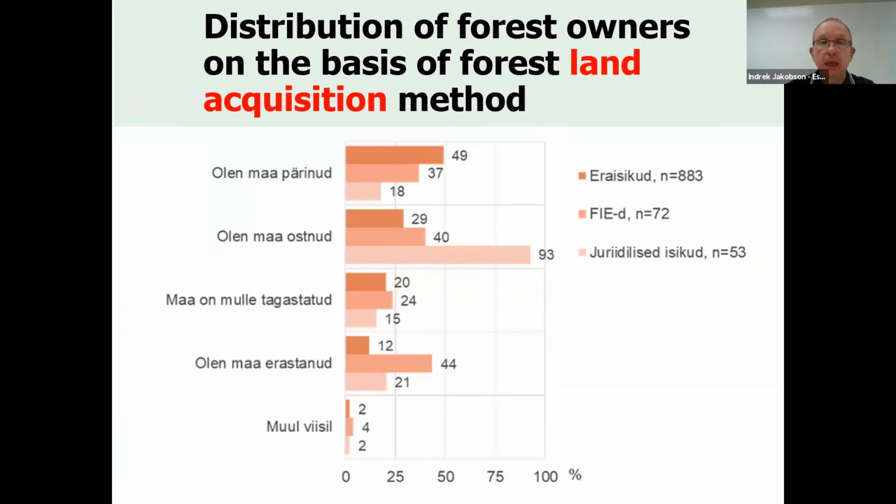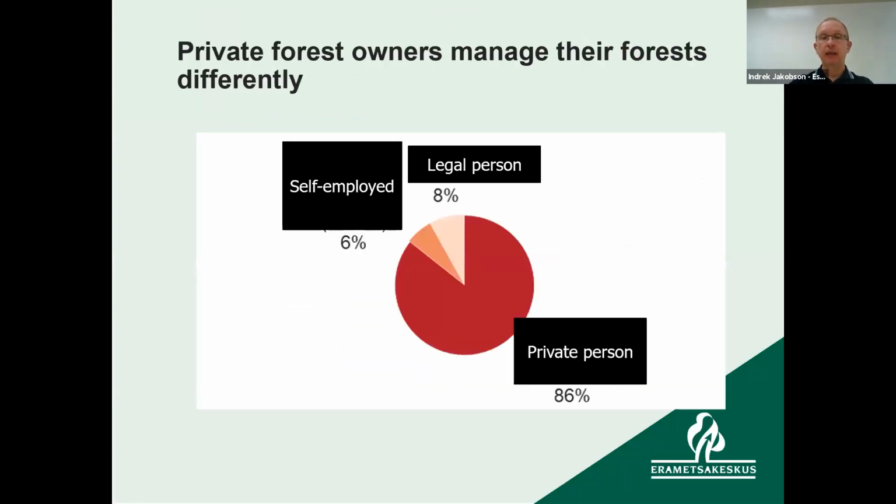It means those who just got forest land are managing their forest much less than people who had to buy it. And that's the answer why legal persons are managing their forest much more. And here is how it's divided in all our forest land. Private persons 86%, self-employed manage 6%, and legal persons 8%.